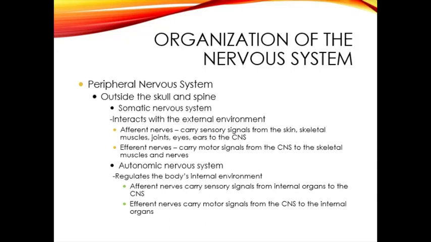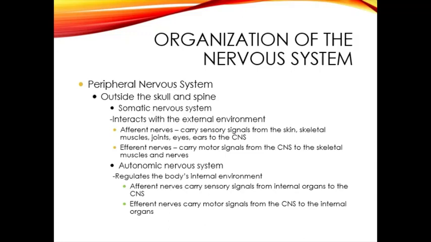So, from the external environment, sensory, papunta sa brain. So, first, we have the afferent nerves, no? Carry sensory signals from the skin, skeletal muscles, joints, eyes, ears to the CNS. Next, we have the efferent nerves naman, which carry signals from the brain or the CNS to the skeletal muscles and nerves. So, ito yung motor.